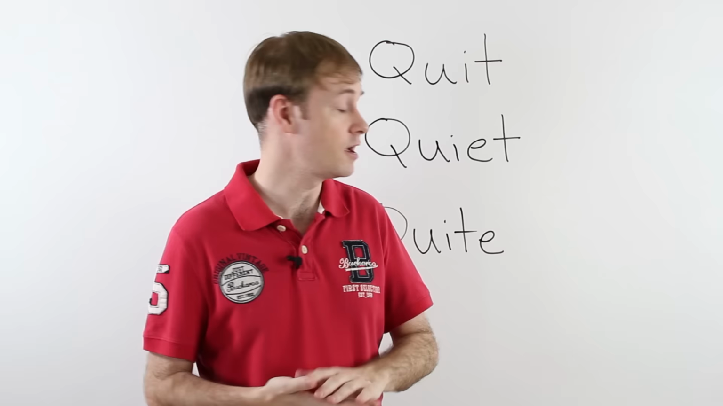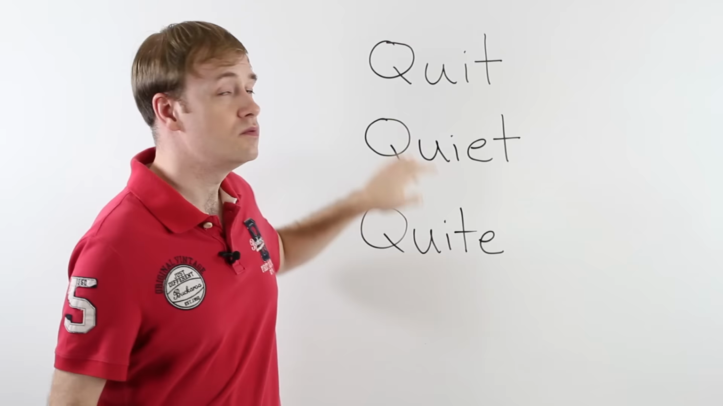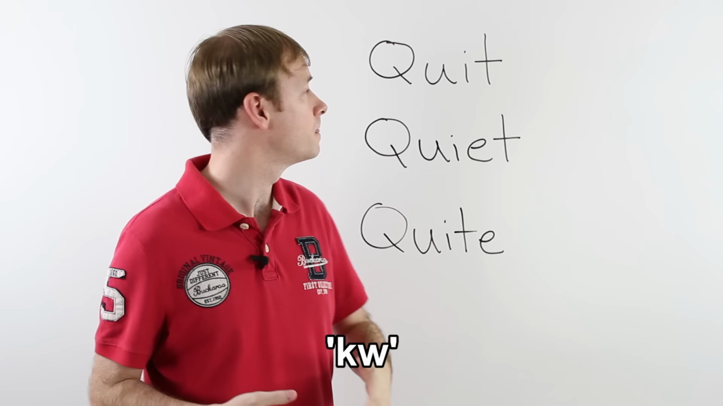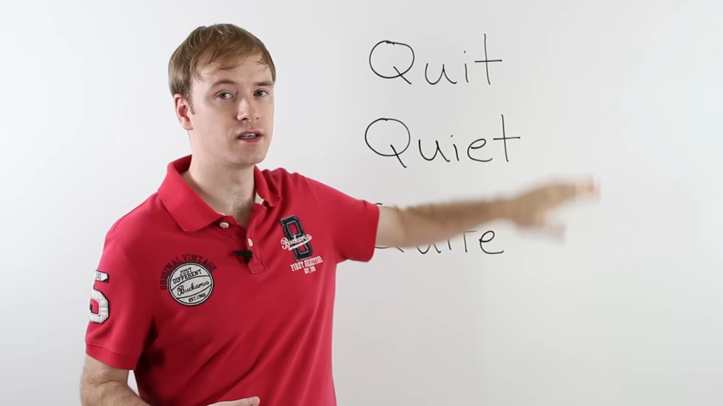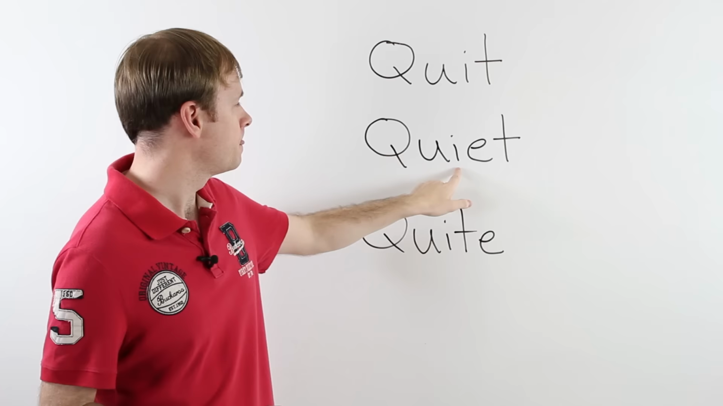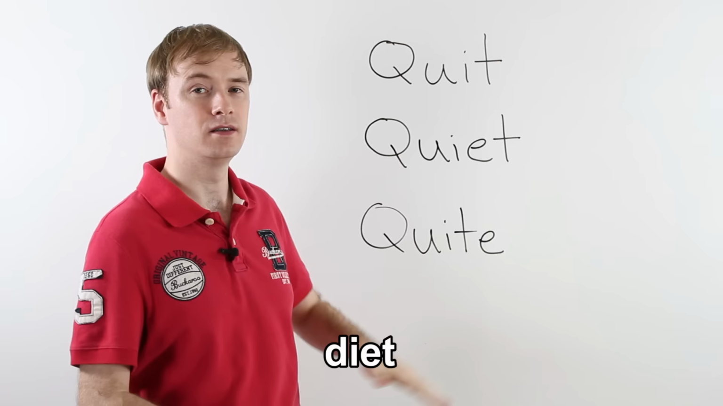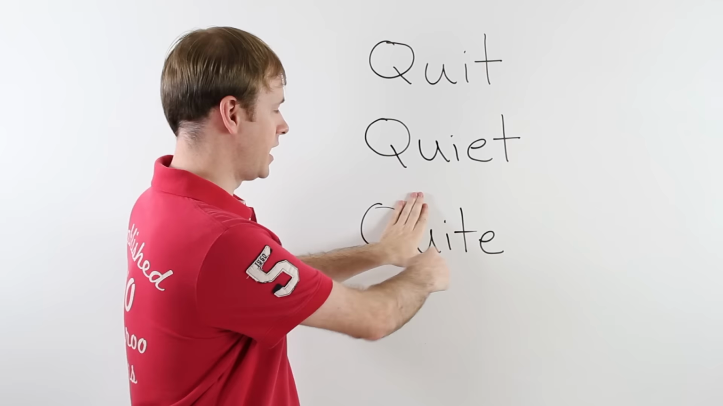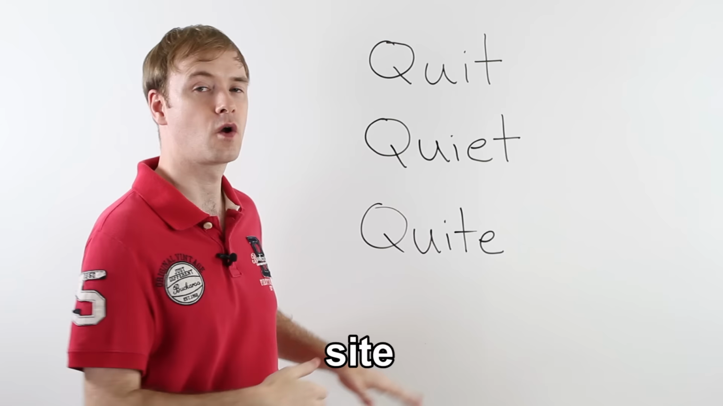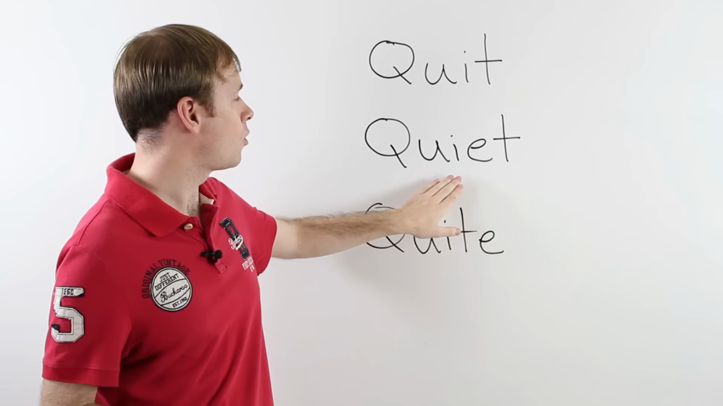The first one. The QU makes a KW sound, and of course it's quit. The second one, qu, and I-E-T is iet. Another similar word is diet. Okay, this is quiet. Diet, quiet. All right. And the last one, ite, like sight. Quite. So again, quit, quiet, quite.